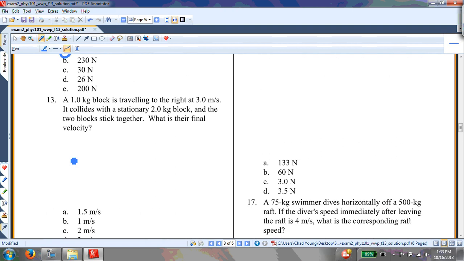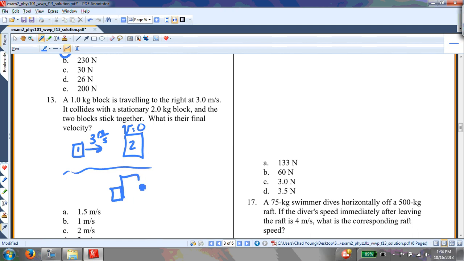A 1 kilogram block is traveling to the right at 3 meters per second. It collides with a stationary 2 kilogram block, and the two blocks stick together. What is their final velocity? All right, so I have an initial and a final state. My initial state is I have a 1 kilogram block moving at 3 meters per second. And the 2 kilogram block has 0 velocity. This is my 1, this is my 2 kilogram. And then afterwards, they stick together, and they have some velocity. I want to know what that is.